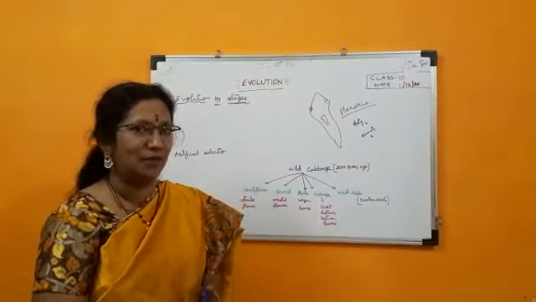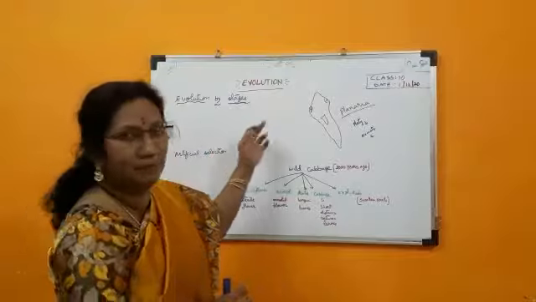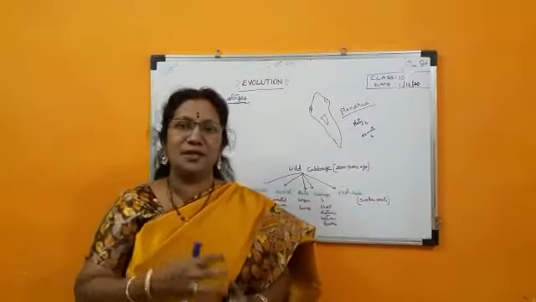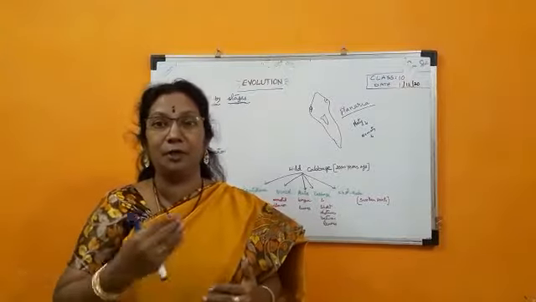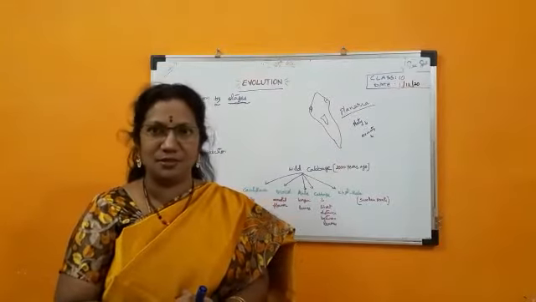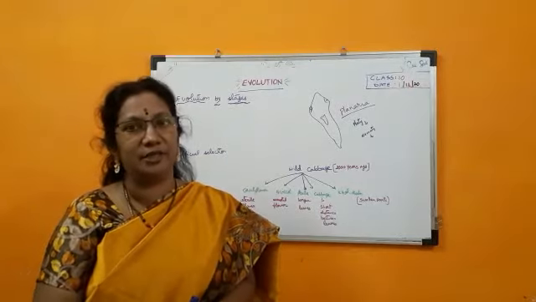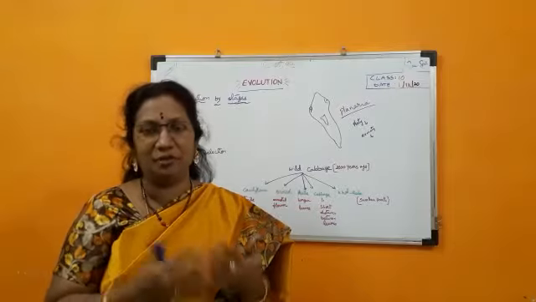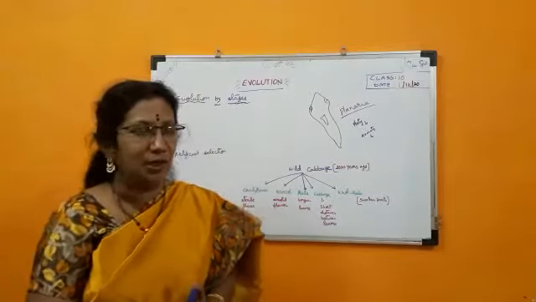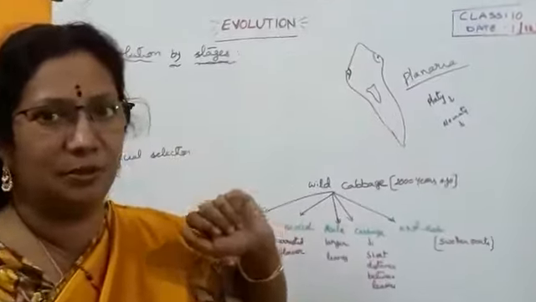So in this topic, today I am going to discuss evolution by stages. We discussed previously that evolution is nothing but accumulation of characteristics or accumulation of variations. So the beneficial variations will be accepted and those which are not beneficial will be diminished or will perish. Now based on that, you see that here this is Planaria.